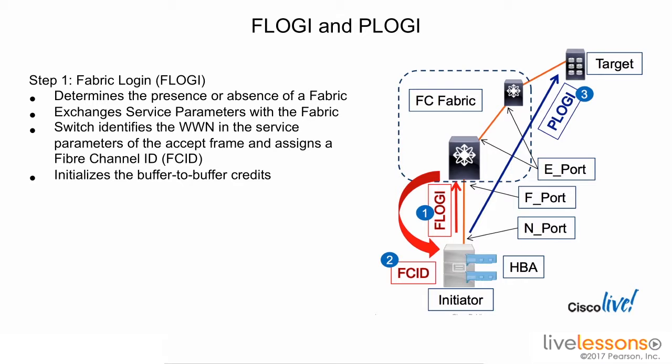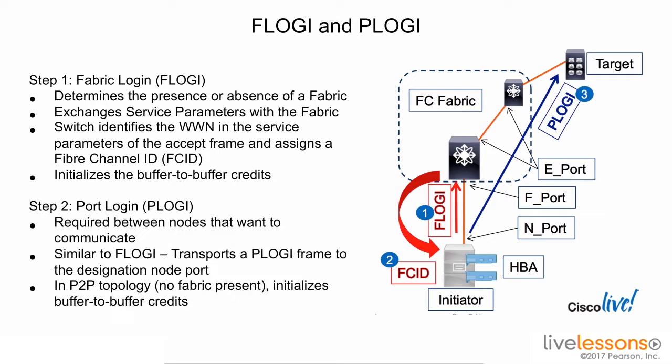The switch identifies the worldwide name in the service parameters of the accept frame and assigns a Fibre Channel ID. It then initializes buffer-to-buffer credits. We'll learn about those later on, but those help ensure that we have a lossless fabric.